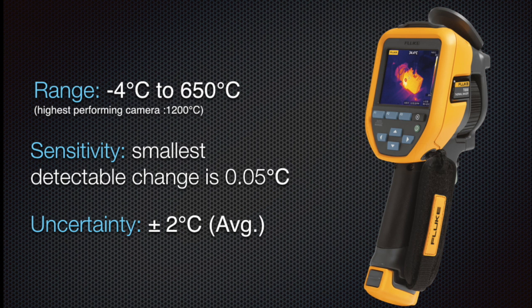These factors are a few sources which may cause error in the output of the device. In general, they contribute to a plus or minus 2 degrees Celsius uncertainty associated with most infrared cameras. This is actually quite high compared to their advertised sensitivity.